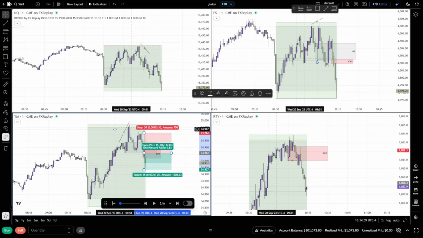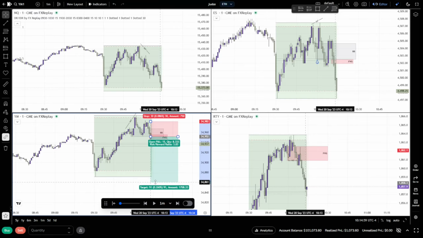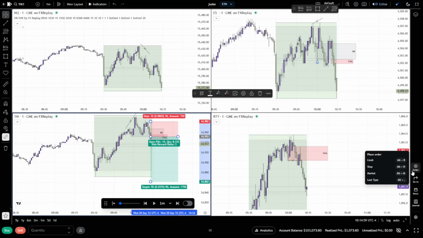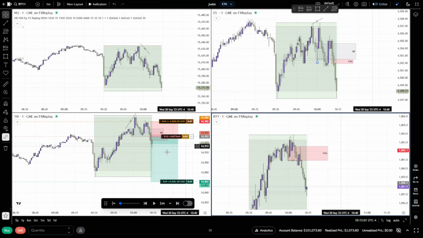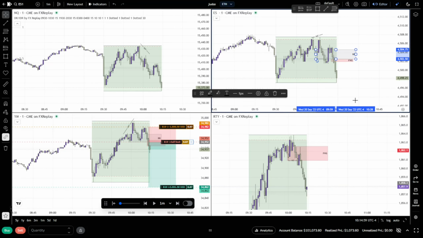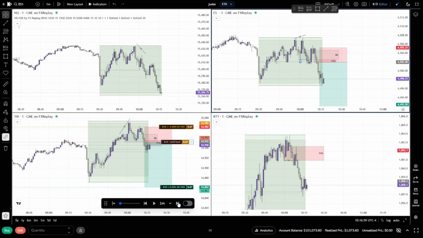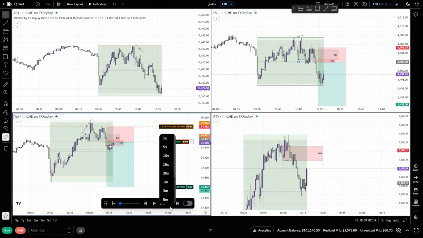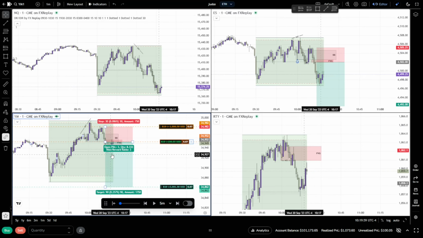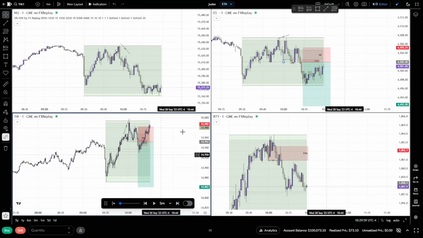Stop loss here, candle before FEG, target 1 to 3. Base limit. So now we've been triggered on YM. Just gonna fast forward this. That is a losing trade, as you can see.